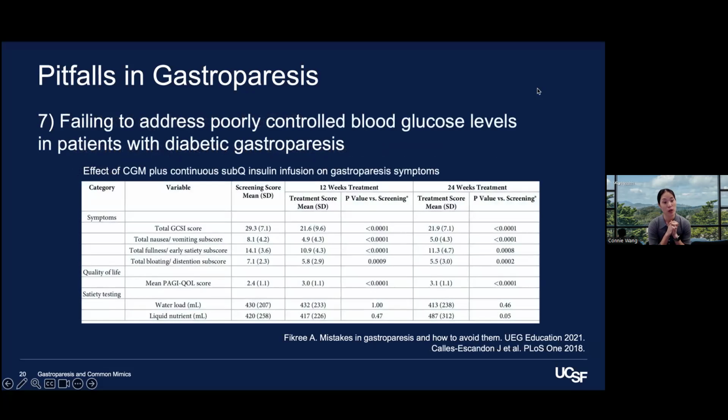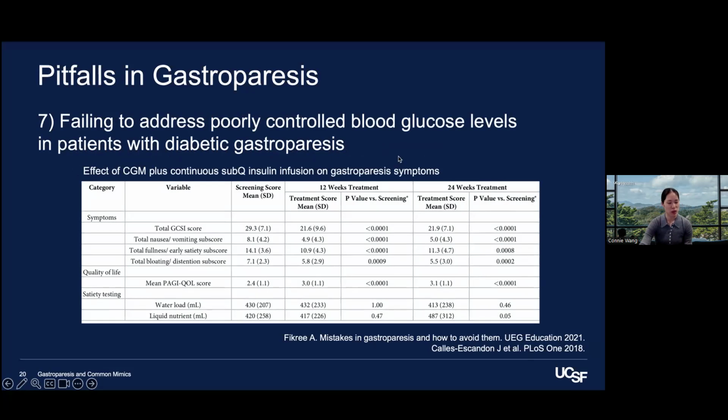Failing to address poorly controlled blood glucose levels in patients with diabetic gastroparesis. Again, I can't count the number of times I've seen referrals for patients with gastroparesis whose A1C is like 12 or 14. Many studies have shown that when patients have frequent hyperglycemic states, that is highly correlated with worsening or delayed gastric emptying.